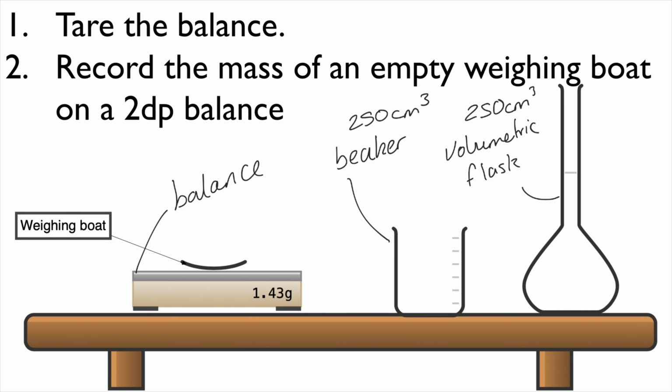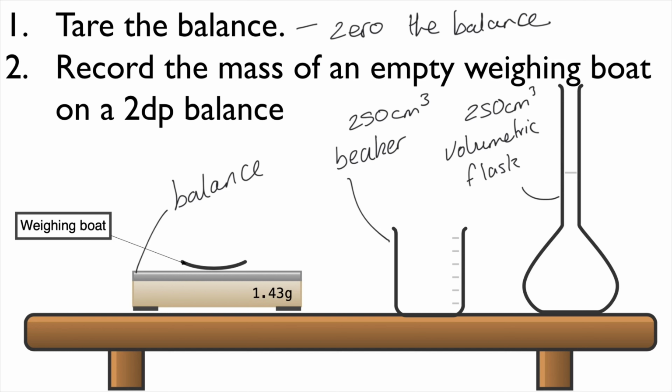So the first step you need to do is you need to tare the balance. The balance must have nothing on it, must be clean, and you're going to press the tare button which will zero the balance. Then you're going to record the mass of an empty weighing boat on a 2 decimal place balance, or more decimal places, the more the better. Ultimately you need to record the mass of an empty weighing bottle or weighing boat.